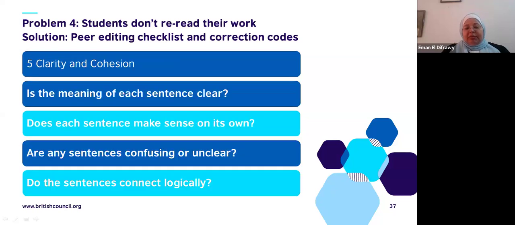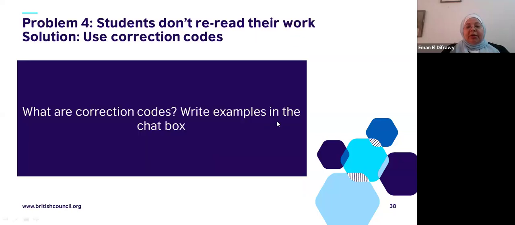Clarity and cohesion. Some of you wrote about clarity and cohesion. So is the meaning of each sentence clear? Does each sentence make sense on its own? Are any sentences confusing or unclear? Do the sentences connect logically? Okay, so this is about the peer checklist. Do you have any questions so far before I move to the next point?